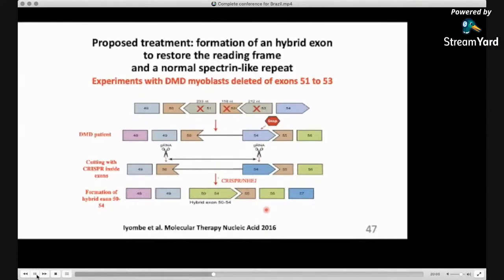We have done our initial experiments using the myoblasts of a Duchenne patient having a deletion of exons 51, 52, and 53. Thus, because the number of coding nucleotides was not a multiple of 3, there was a stop codon in exon 54 due to the frame shift. We have thus used the CRISPR-Cas9 technology to induce a cut in exon 50 and a cut in exon 54 to create the hybrid exon 50-54.